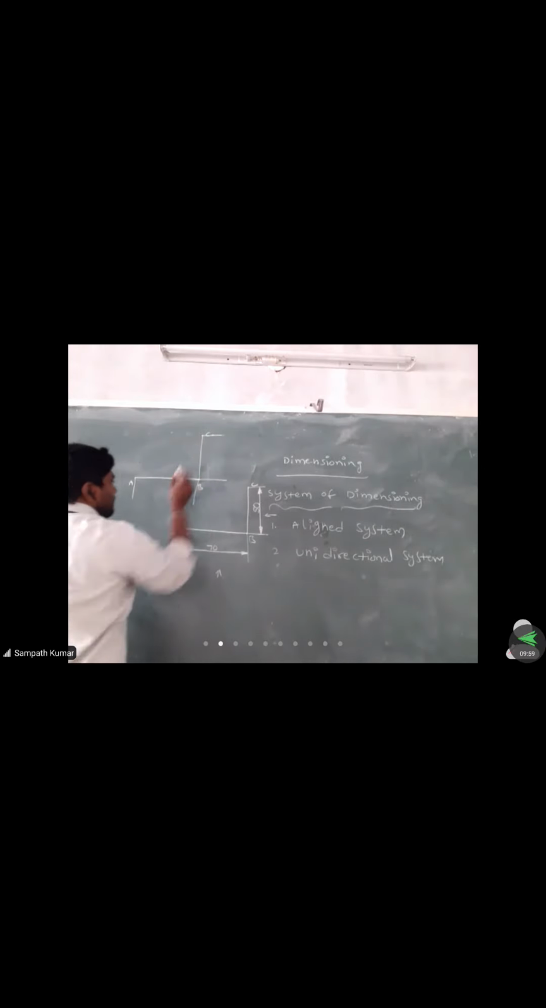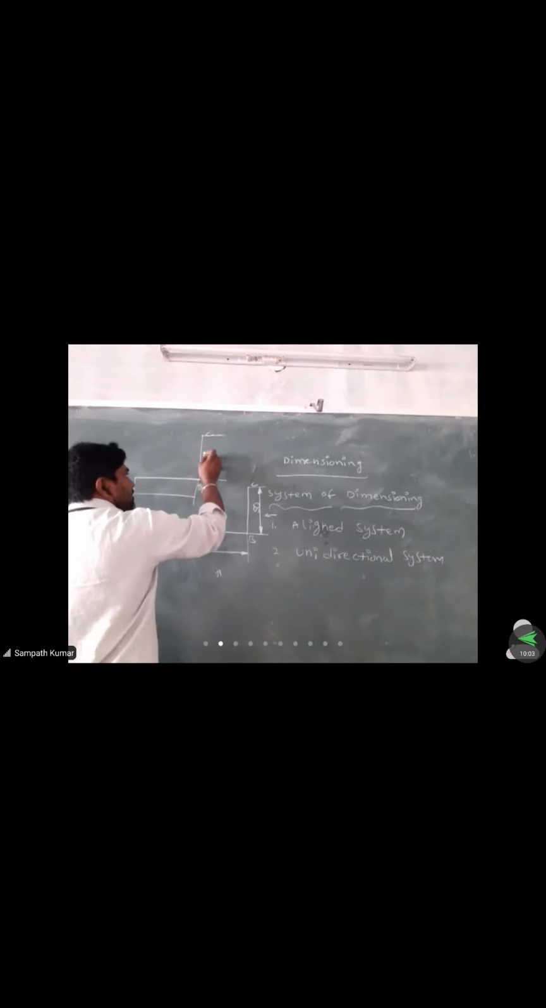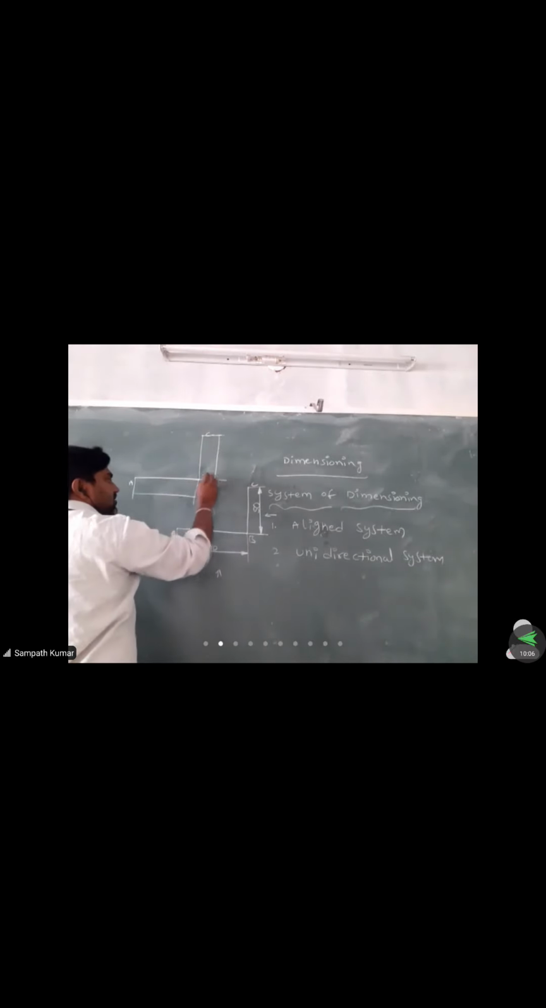Then in between extension line, we have to draw the line parallel to AB. Again, we have to draw the line parallel to BC in between extension line. Then we have to give the arrow head.